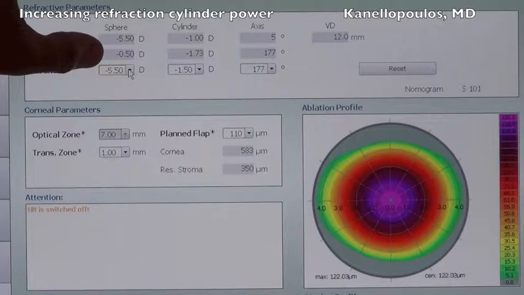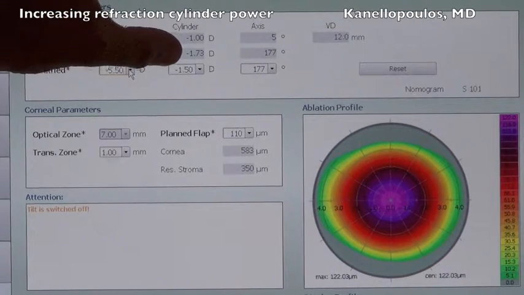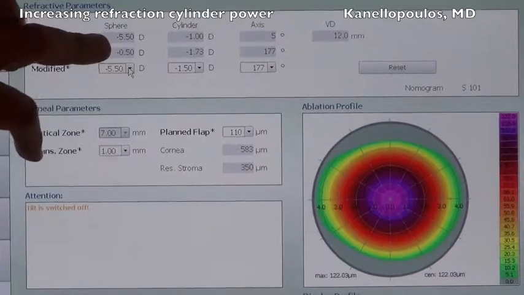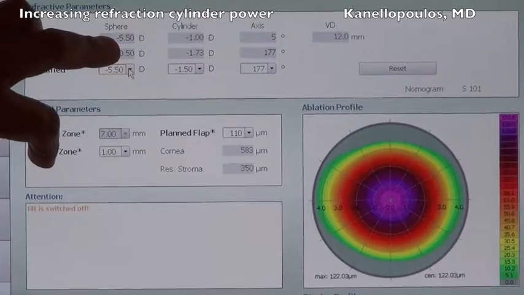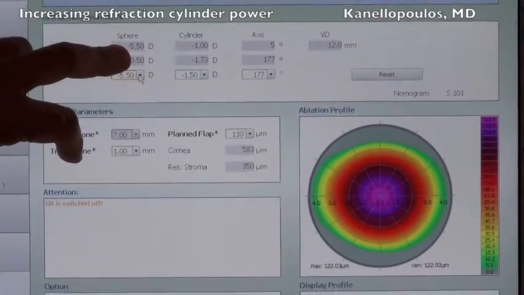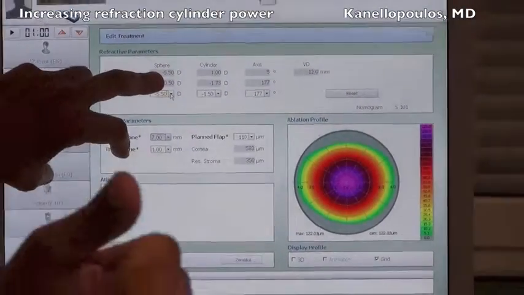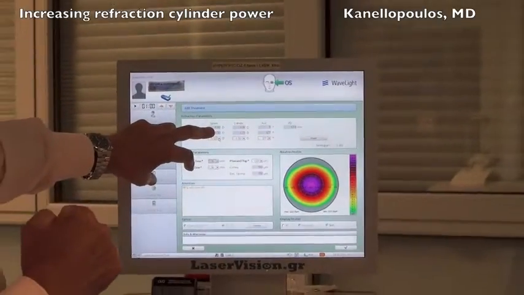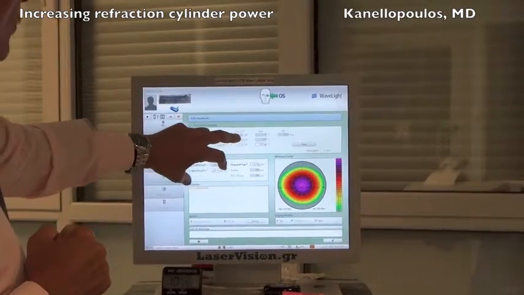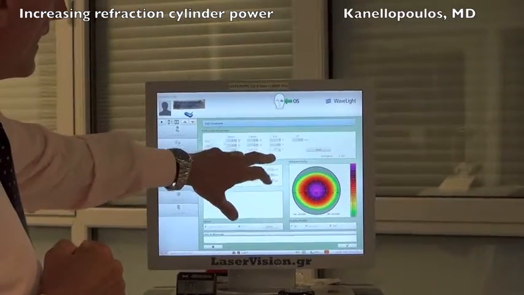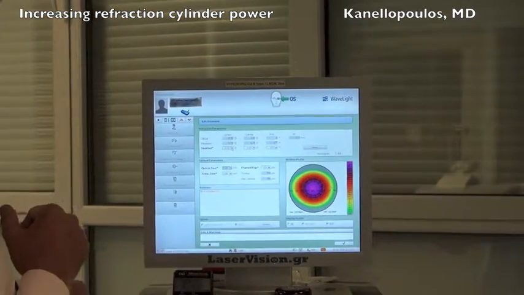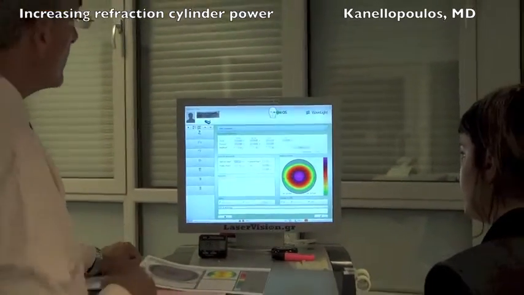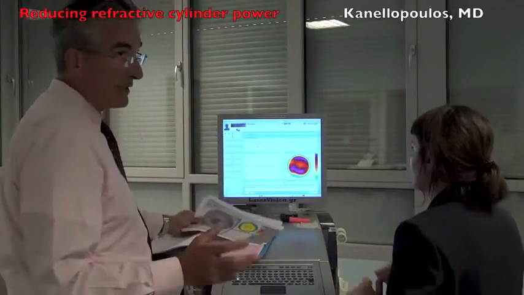So we're going to do minus 5.5, minus 1.5 at 177 degrees instead of the clinical refraction, which is a combination, as we talked about before, of the wearing, manifest dry, cyclo refraction, and wavefront refraction. And we're going to increase cylinder here, and again, change the axis of the cylinder to the topographic axis, and also compensate for angle kappa. So let's see our last case.